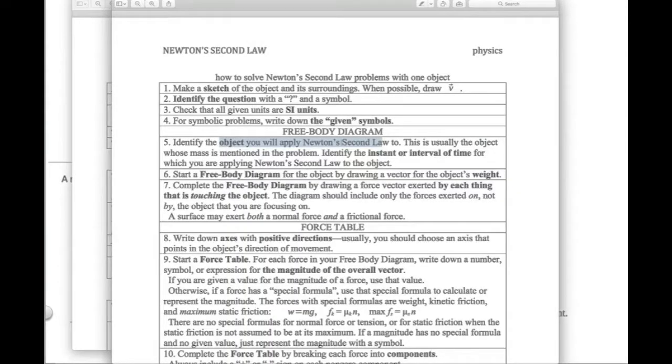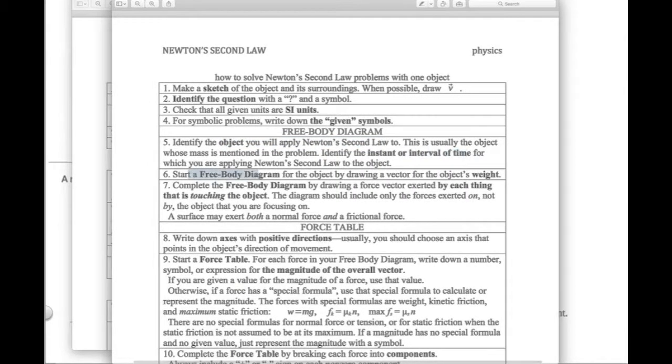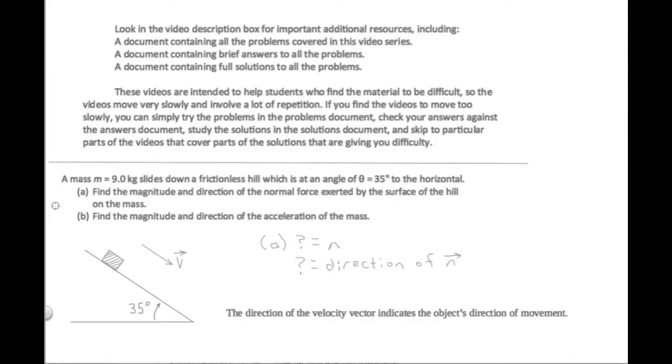The object we will apply Newton's second law to is the mass during the interval of time that it's sliding down the hill. Now we need to start a free body diagram for the object. For which object? For the object we just identified, the mass.